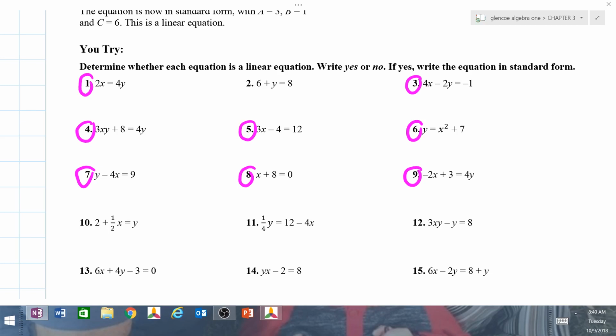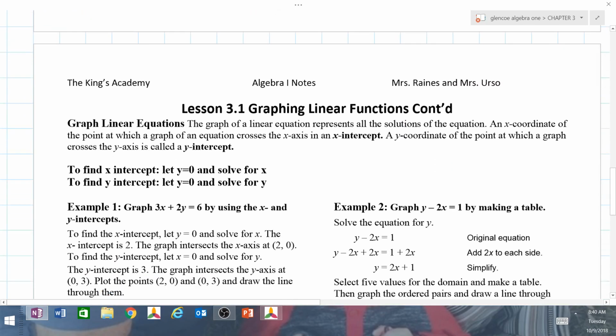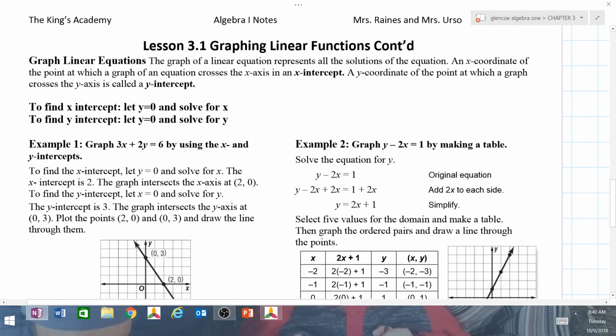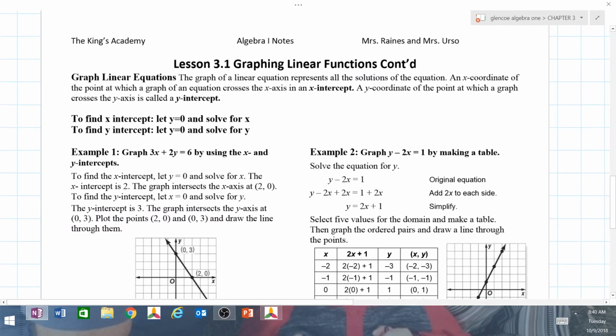All right, guys. Let's go ahead and take a look at what we've done. Actually, we're going to put a hold on that. I'm going to let you finish it. Let me go to the second part of our lesson today, which is graphing a linear equation by finding the x and the y-intercept. So we'll let you do this in a minute, okay? Continued, the second part of lesson 3.1.